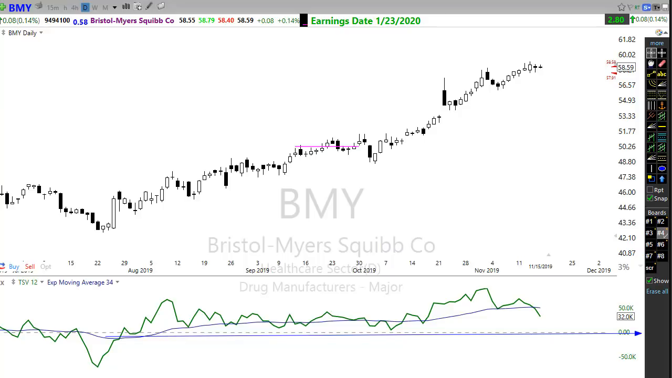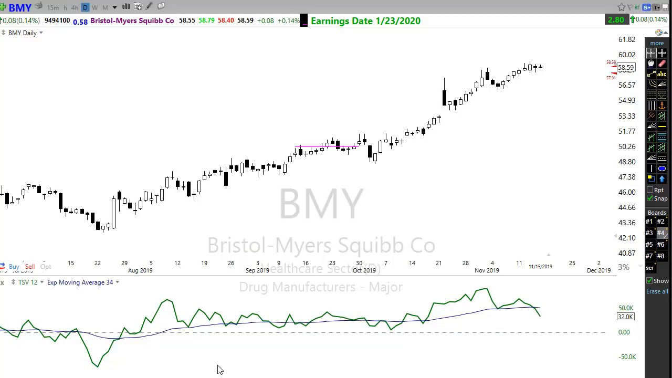Time segmented volume, TSV. The purpose here is to find a calculation that gives you that simple clue. Now you can see I've got this in here as a TSV12.